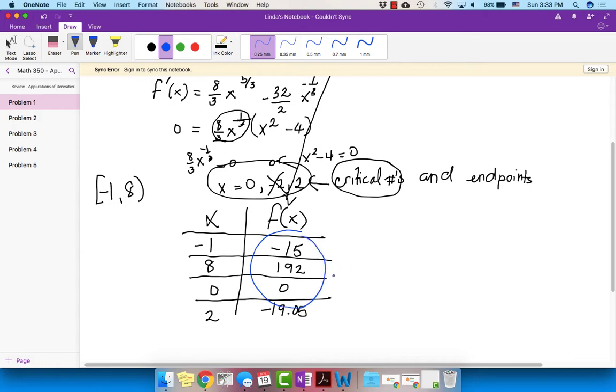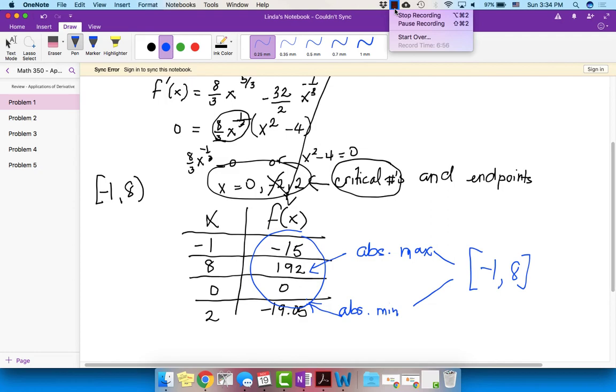Extrema means maximum and minimum. It looks to me that 192 is the absolute maximum and -19.05 is the absolute minimum. They might not be the absolute maximum and minimum of the entire function, but they are the absolute maximum and minimum for the interval between -1 and 8. I'll see you in the next problem.